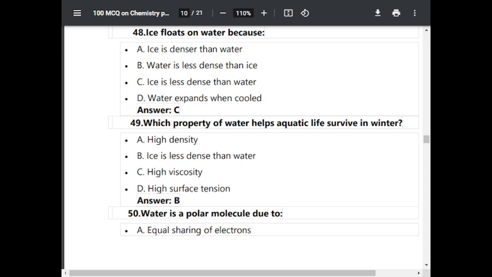Question number 49. Which property of water helps aquatic life survive in winter? Option A high density, option B ice is less dense than water, option C high viscosity, option D high surface tension. The correct answer is B, ice is less dense than water. This property helps aquatic life survive in the winter.